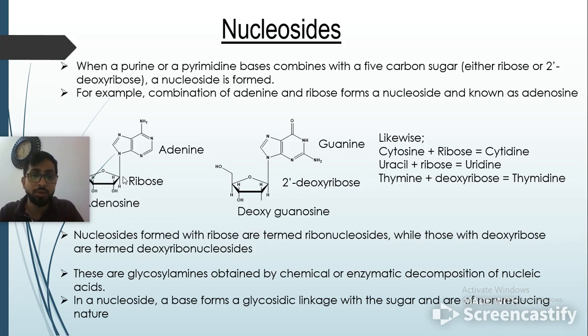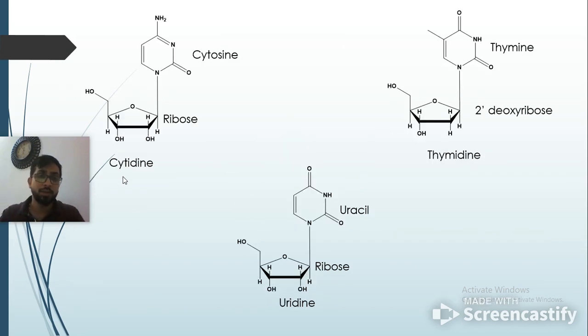But in the case of nucleosides, they are non-reducing in nature. That means their C1 carbon is blocked. They don't have a free formyl or aldehyde group, which confirms that the linkage between the sugar and the base happens at the C1 carbon of the sugar, and because of that they show non-reducing nature. This bond is known as a beta glycosidic bond or beta glycosidic linkage. These are the structures of cytidine, thymidine and uridine, the nucleosides formed by the combination of cytosine with ribose, thymine with 2-deoxyribose, and uracil with ribose.